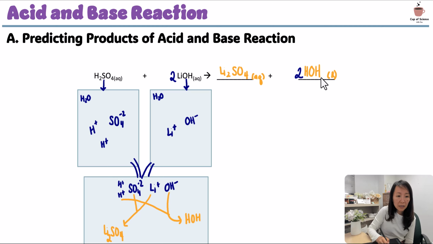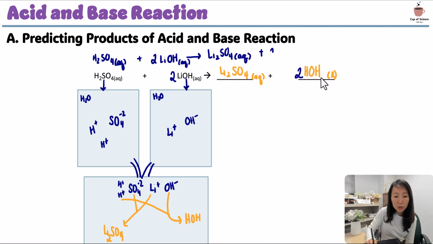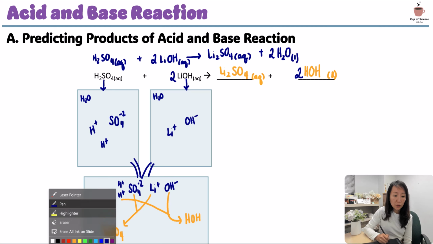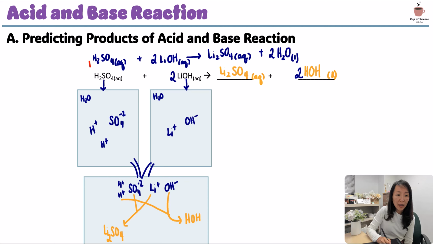So let me rewrite it up here. H2SO4 aqueous plus 2 lithium hydroxide forming, don't forget the aqueous, lithium 2 SO4 aqueous plus 2, now not HOH but H2O liquid. This would be the better way for you to write the whole equation and predict the acid-base reaction.